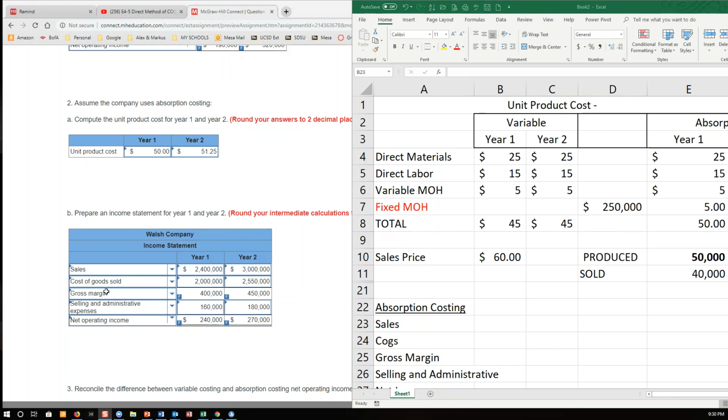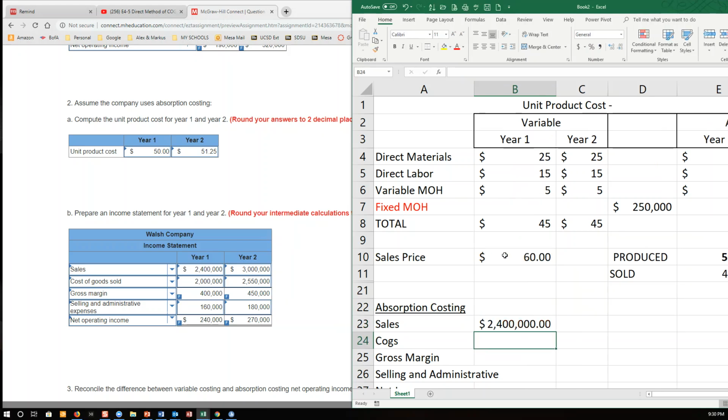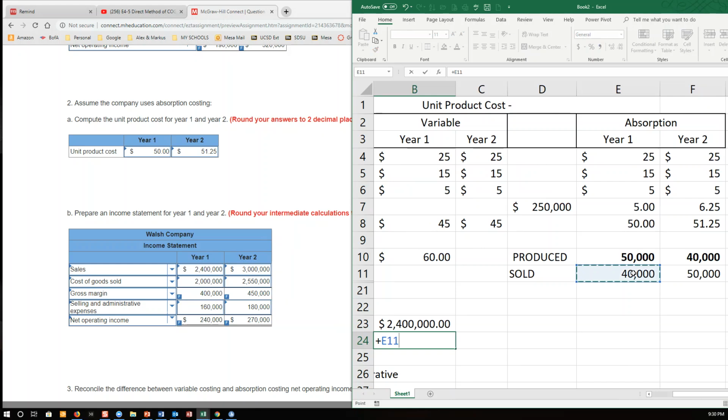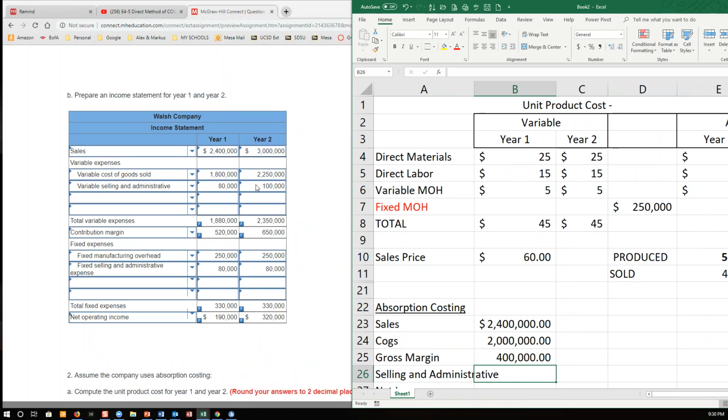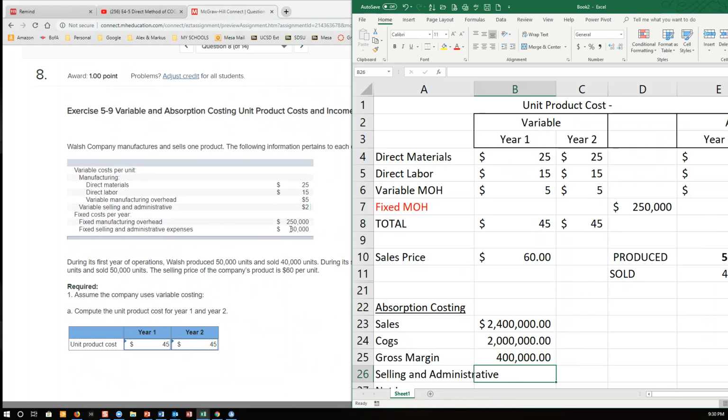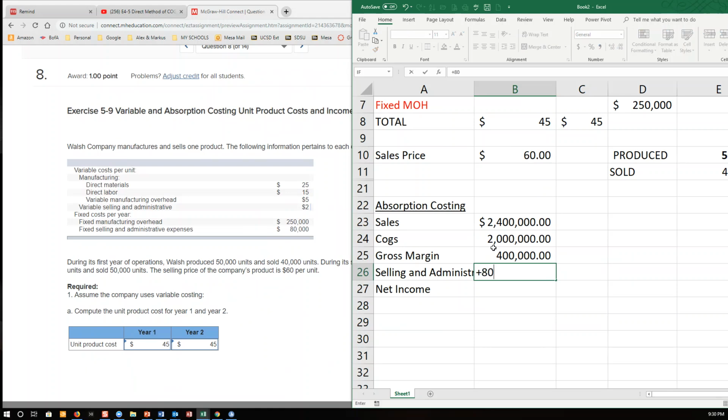So to complete my absorption costing income statement, I'm still going to remember how we still sold 40,000. I'm going to multiply it by that same $60 sales price. There's my sales. Then I'm going to take my cost of goods sold, which will be the units that I sold multiplied times the unit price. And then I'm going to come up with a gross margin, which will be the difference of these two. And then I take my selling and administrative. Up over here, it told me my selling and administrative was 80,000.